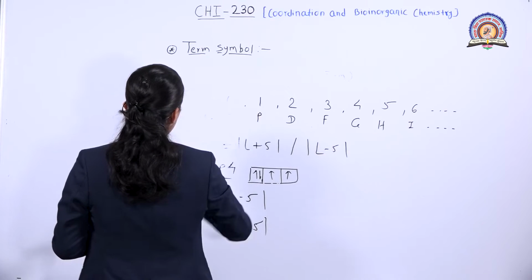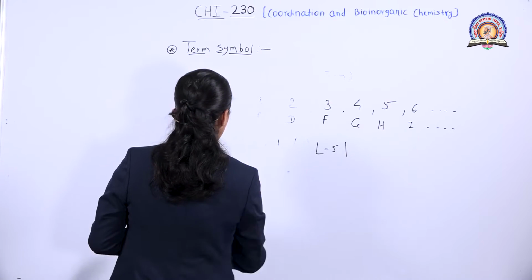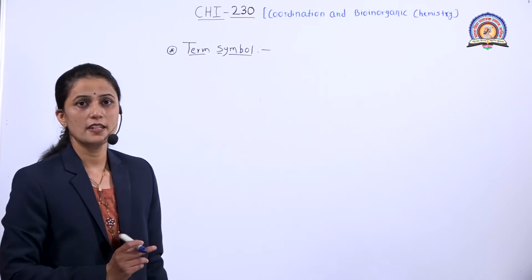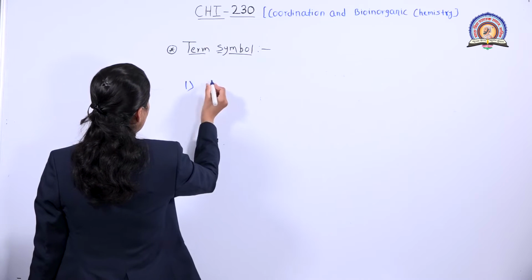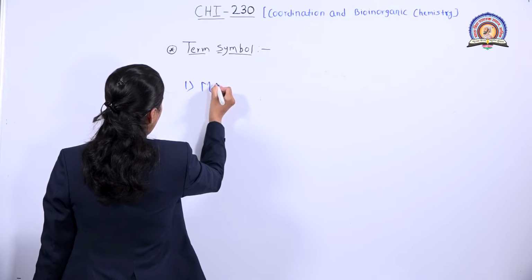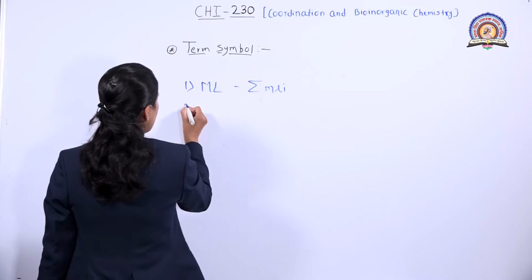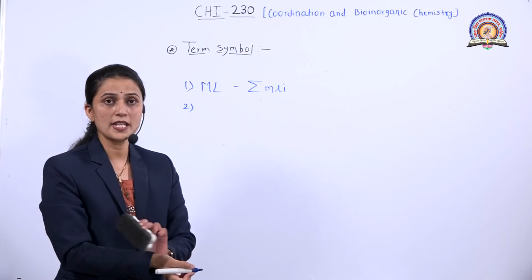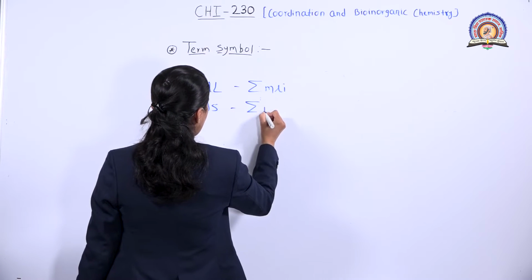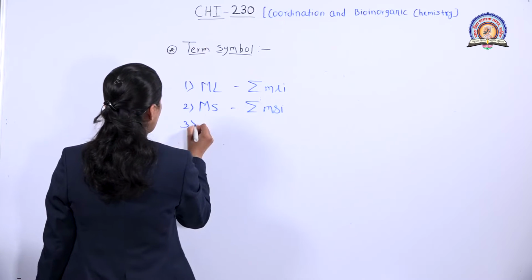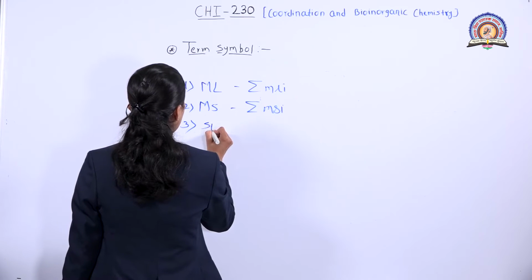Before starting the examples, let's see the steps, that is, how to calculate RS terms or GS terms. The first step is calculation of ML value, that is, summation of MLi. The next step is calculation of MS values, that is, summation of MSi. The third step is we have to calculate 2S plus 1, that is, spin multiplicity.